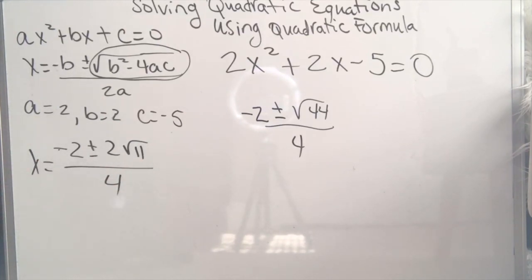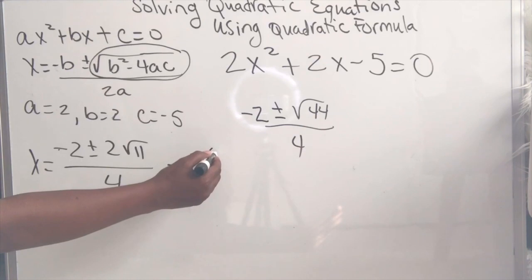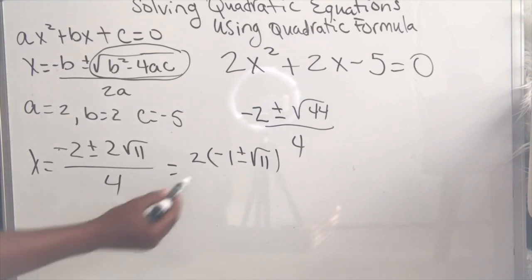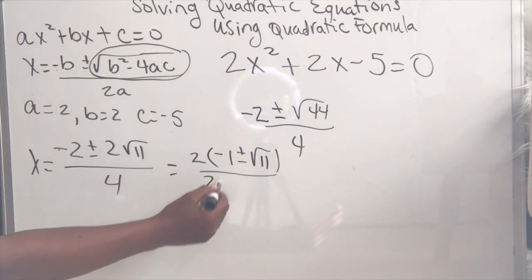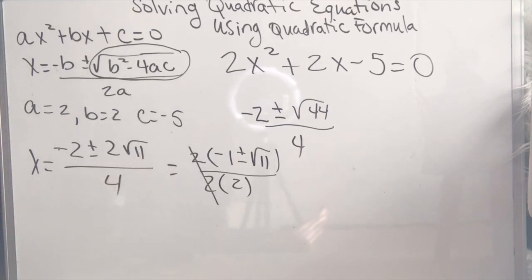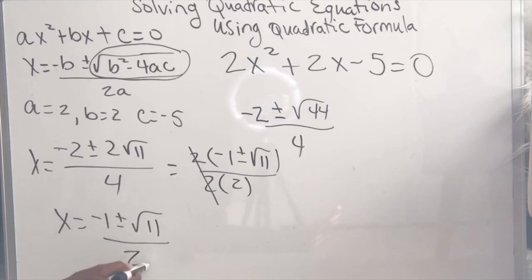We can simplify this even more because we have 2, 2, and a 4, and we can simplify by taking a 2 out from top and bottom. What I mean by that is, if I take a 2 from the top, I'm left with negative 1 plus or minus square root 11. And then if I take a 2 out of the bottom, I'm left with just 2. And these simplify, 2 over 2. You cross those out, so you're left with x equals negative 1 plus or minus the square root of 11, all over 2.